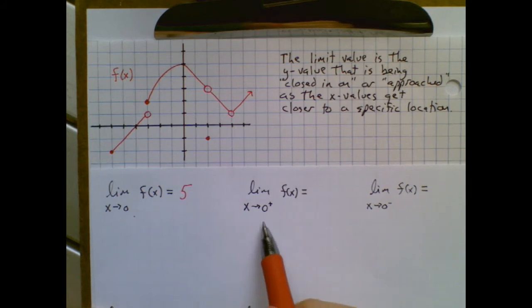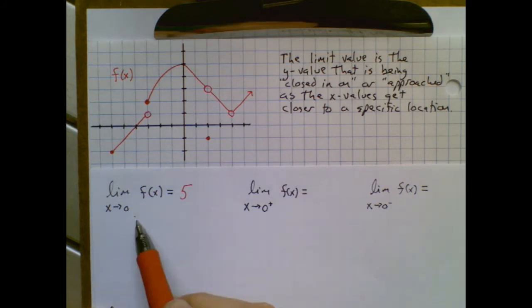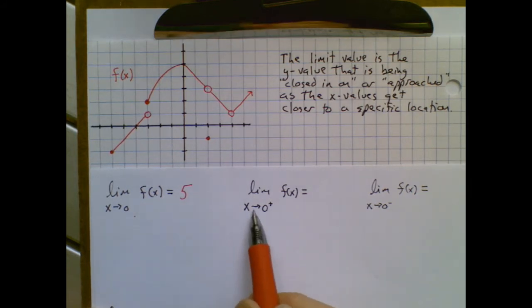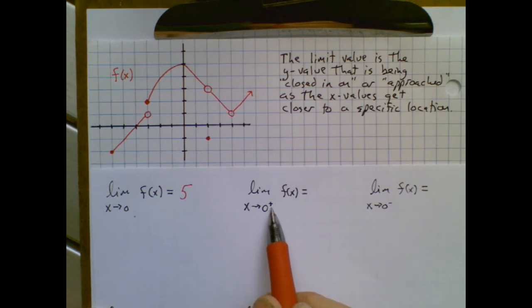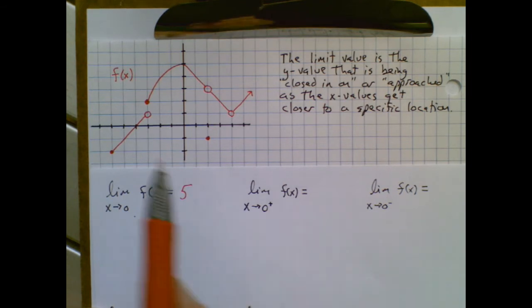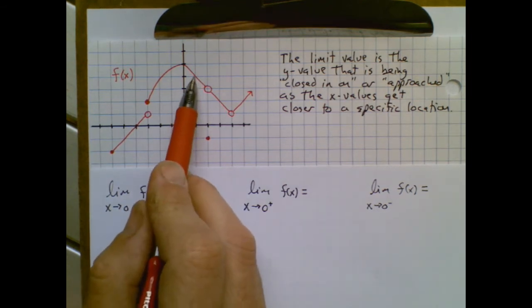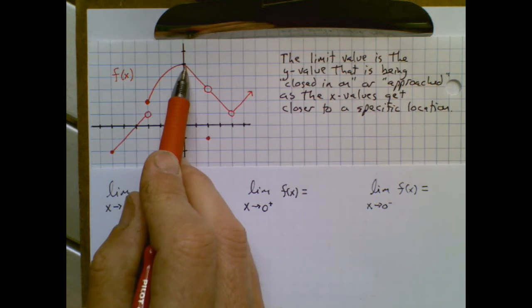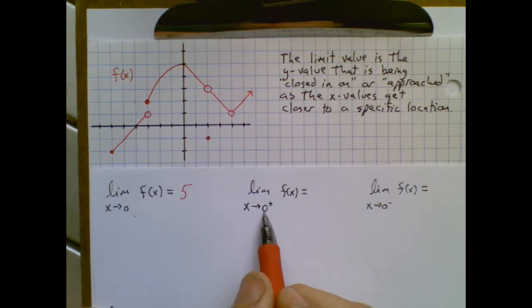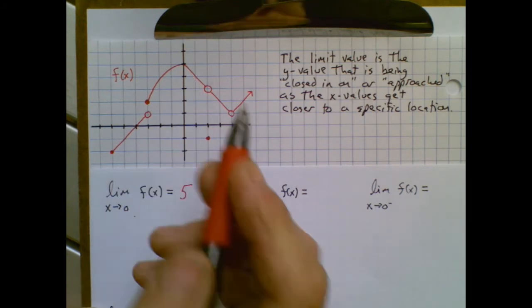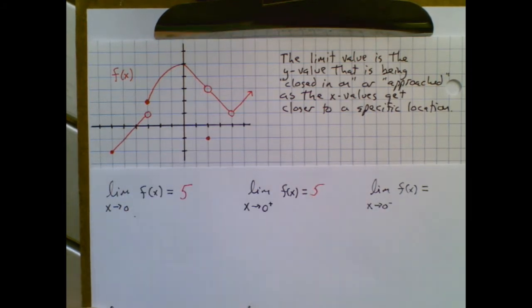Now if you look at this problem, it looks like it's almost the same as the previous one, but this says limit as x approaches 0 and then a little plus sign. That means from the positive side. So this is telling you, let's sneak up on 0 on our x values, but let's sneak up from the right side. So as I was approaching an x value of 0 from the right, my y value is still equaling 5.